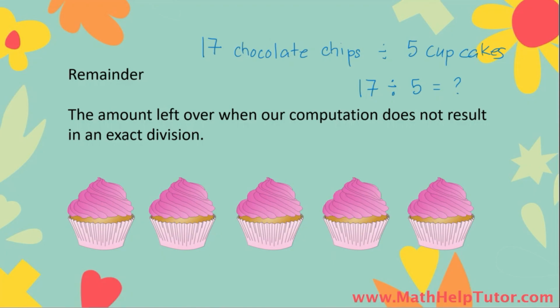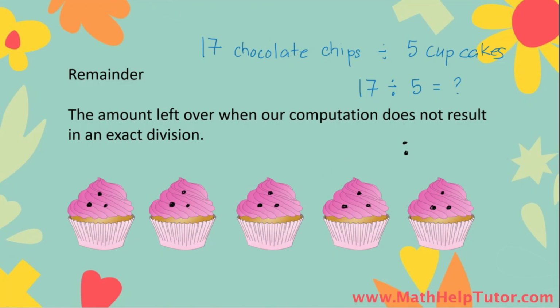So to know the answer to this, we can distribute our chocolate chips among our 5 cupcakes. So let's draw black circles to represent our chocolate chips. And what we're going to do is evenly distribute our chocolate chips across our 5 cupcakes. So now we have 15 chocolate chips in our 5 cupcakes, but we still have 2 chocolate chips remaining, and we won't be able to exactly distribute these 2 remaining chocolate chips to our 5 cupcakes.